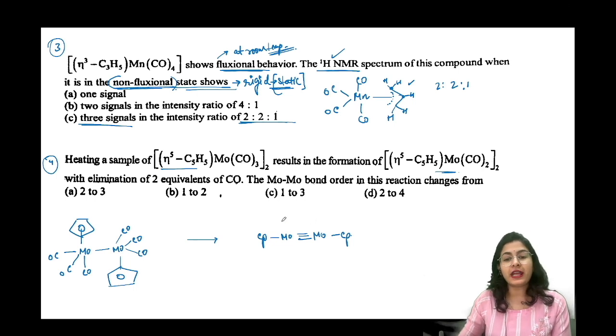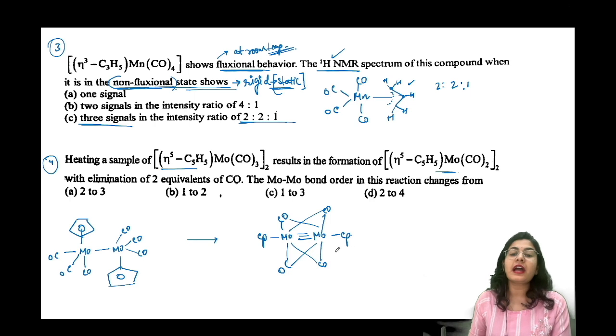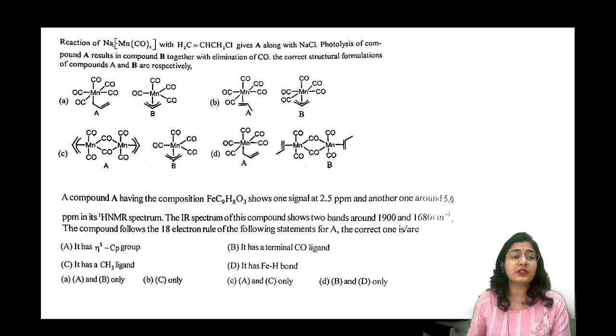So the bond order actually changes from 1 to 3. This question is already done. It's a very nice question. This will be its actual structure. If we get the IR value, we will confirm this. So 1, 2, 3 is the correct answer. Okay. Now next question, reaction of sodium.